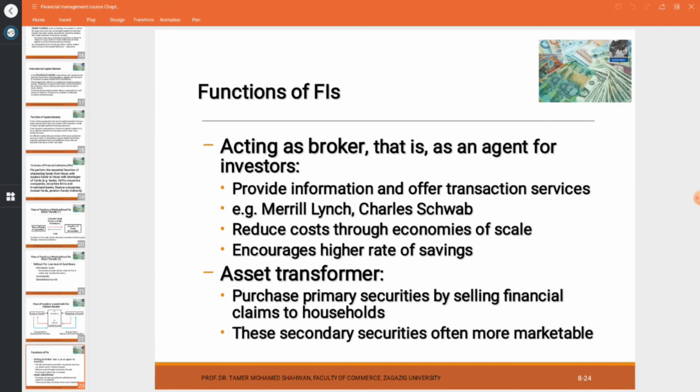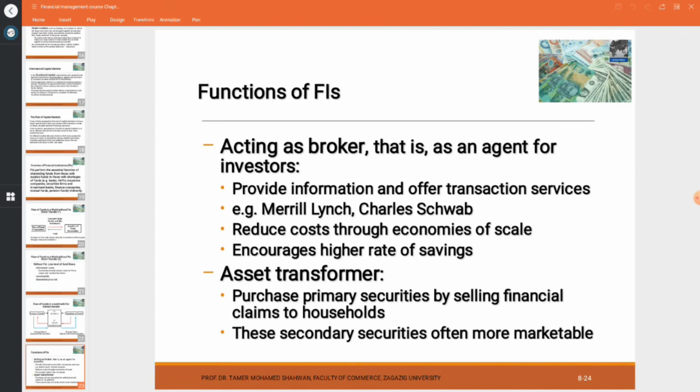To give you further detail about it, the main function of a financial institution, number one, is acting as a broker, acting as an agent for investors. If you are working as an agent, this will enable you to provide more data, information, knowledge, offering transaction services, reducing costs by achieving economies of scale. It will encourage a higher rate of savings. Those are the main duties of financial institutions acting as a broker.